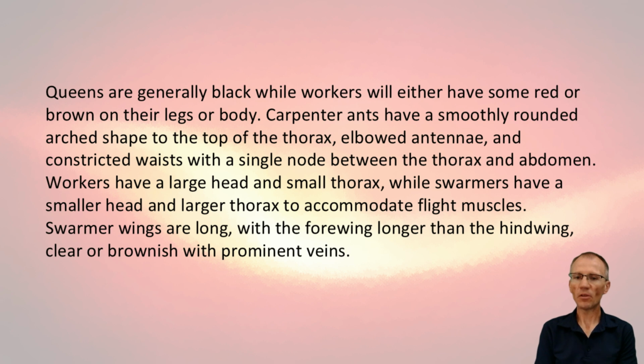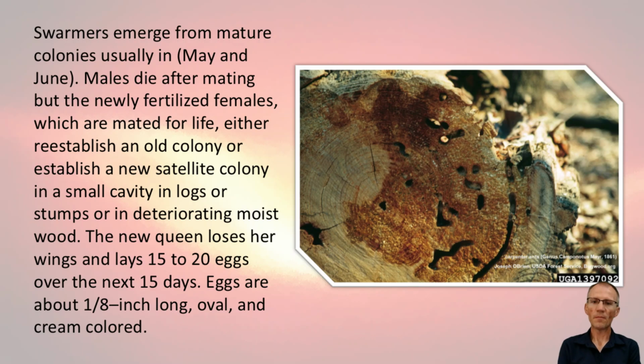Carpenter ants have a smoothly rounded, arch shape to the top of the thorax, elbowed antenna, and a constricted waist with a single node between the thorax and abdomen. Workers have a large head and small thorax, while swarmers have a smaller head and a larger thorax to accommodate flight muscles. Swarmer wings are long, with the forewing longer than the hind wing, clear or brownish with prominent veins. Swarmers emerge from mature colonies usually in May and June.